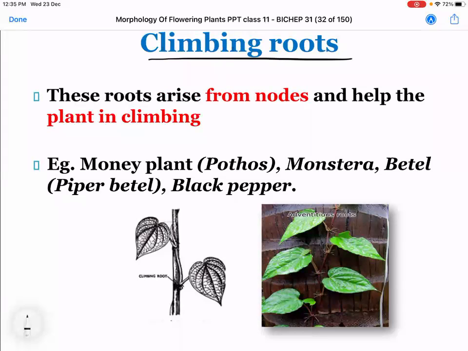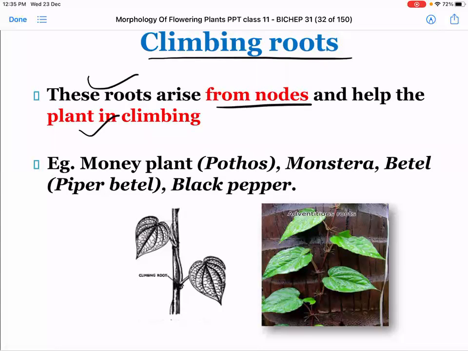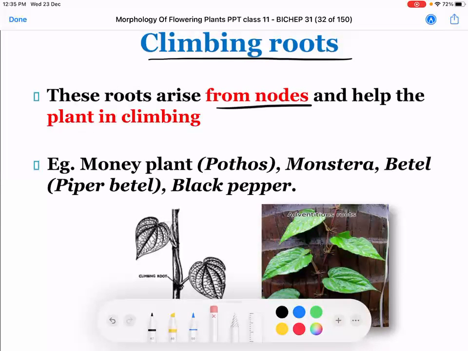So let me talk about the climbing root. The name itself suggests its meaning. It is used for climbing with support, right? So it is not mechanical support. It is support for climbing. So these roots arise from nodes and help the plant in climbing. Ready? So money plant, that is pothos, monstera, betel, that is piper betle, and black pepper are examples of plants which have the climbing root.